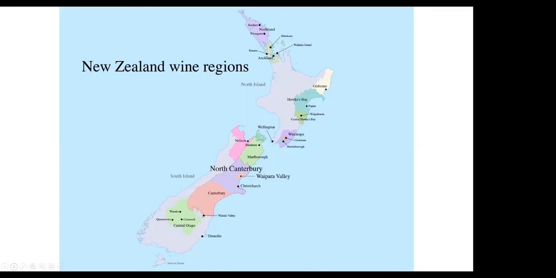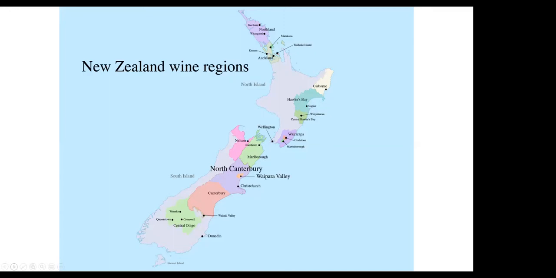So starting up here, you've got an area here, Waiheke Island. It's a small island off Auckland. You've got the Auckland region itself, Kumeu, and then another region here, Matakana. Now, obviously we're in the southern hemisphere, so the further north we go, the hotter it gets. So up here tends to make, there's quite a lot of Syrah grown on Waiheke Island. There's some very good Chardonnay and red Bordeaux varietals predominantly.